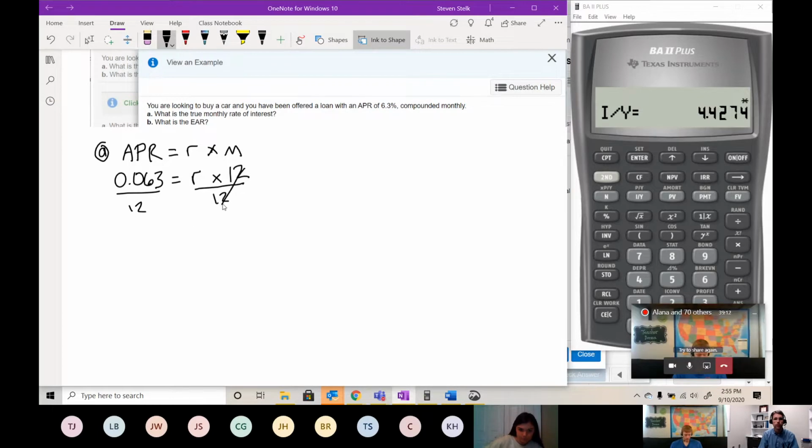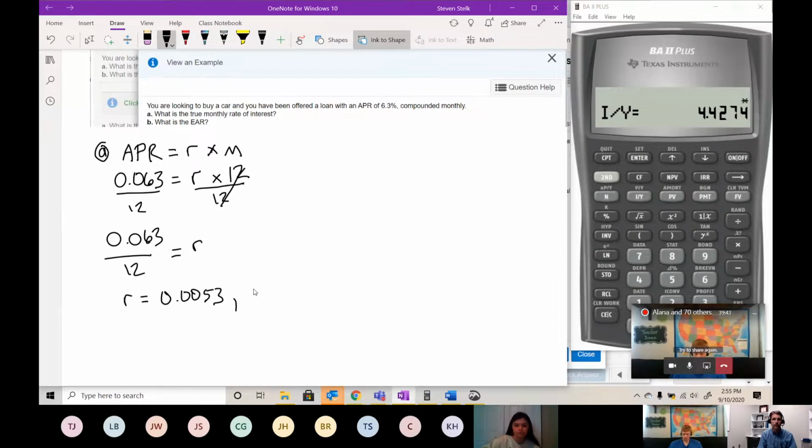All right, and those 12 divided by 12 is 1 on the right-hand side, so I'm just left with R. So I've got 0.063 divided by 12 is equal to R. All right, and 0.063 divided by 12 is 0.0053, which I can't do in my head, but we did it yesterday in class, so I just happen to remember what that one stands for.